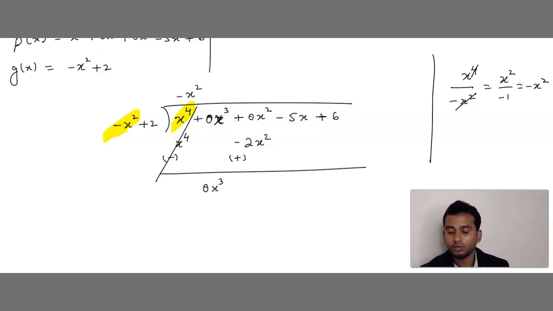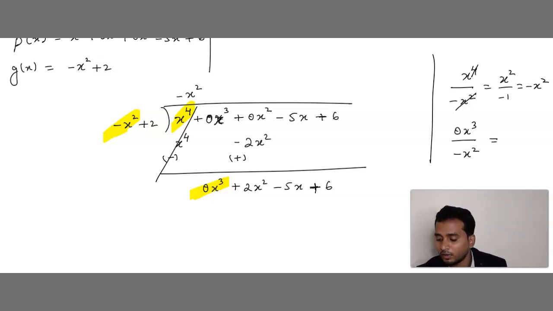Okay. This is 2 plus 0. 2 plus 0 is plus 2x square only. This minus 5x as it is. This plus 6 as it is. Okay. Now what is the first term? 0x cube, right, as it is, 0x cube divided by minus x square.